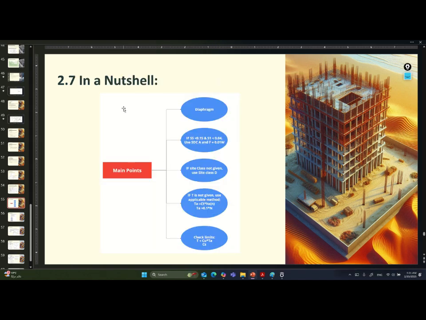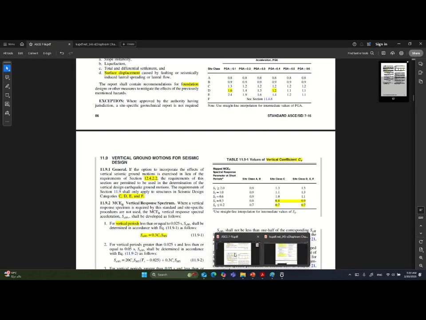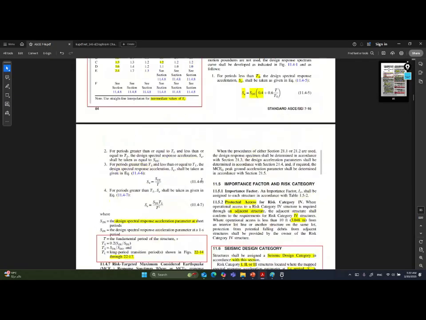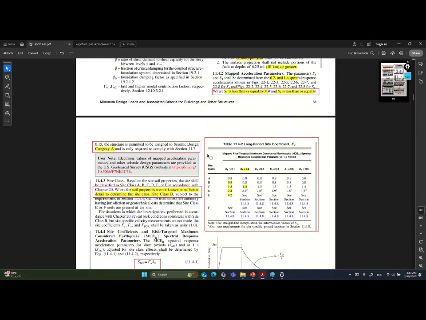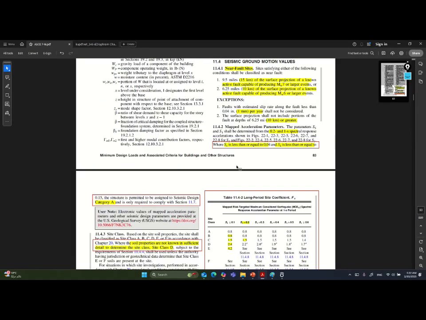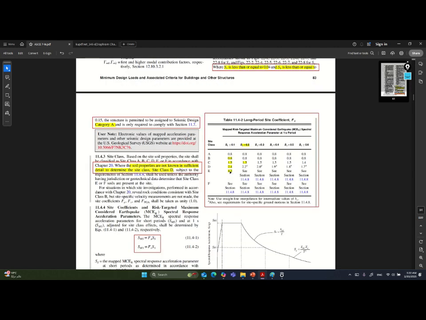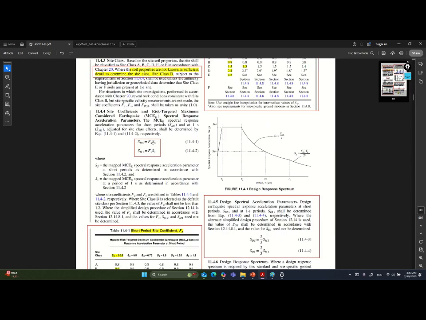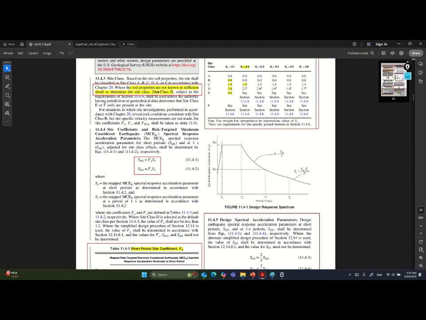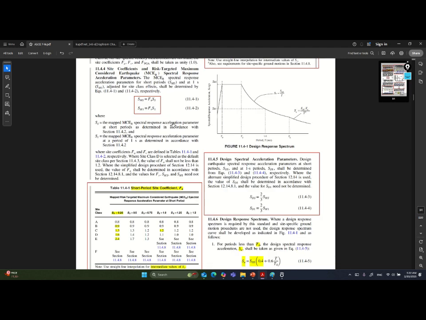So for the part of the nutshell, we shall focus on some important points, starting of course from chapter 11. You need to focus on chapter 11 because it is a design criteria of the seismic force. It gives you the main points that you need to focus on and the main factors like the FA and FV, the SDS. It talks about the response spectrum. If the site class is not given, then you can use D.